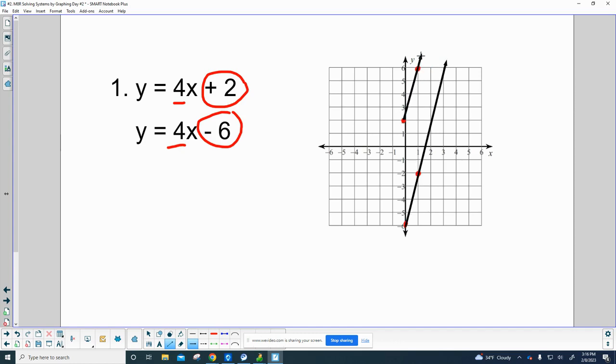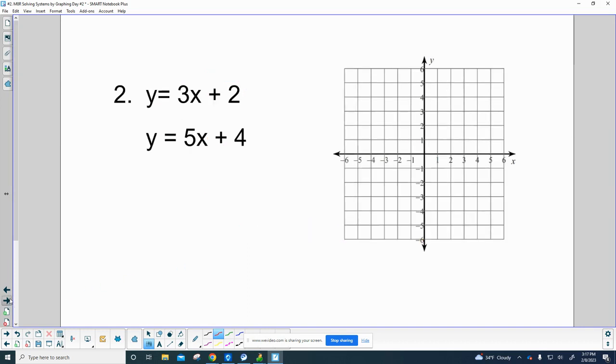Here's our second graph. If you notice, we've got parallel lines. So that means they never intersect. And if they never intersect, there's no solution, right? So that's one type of situation that you'll encounter on today's assignment. Well, let's try a different one.